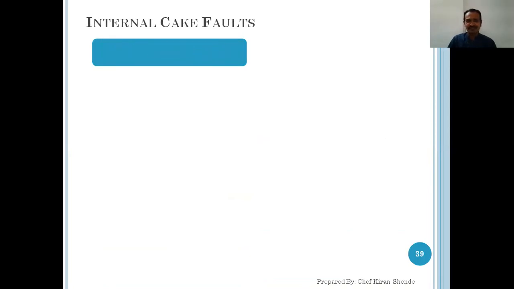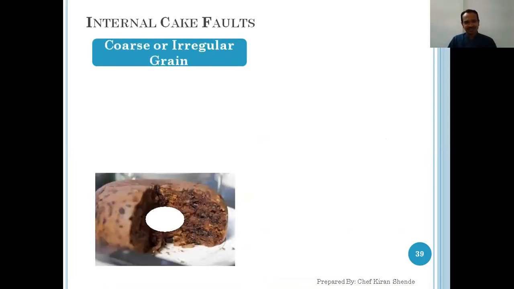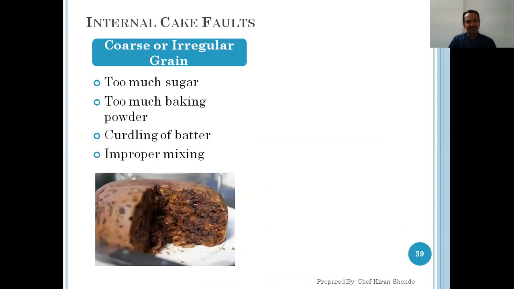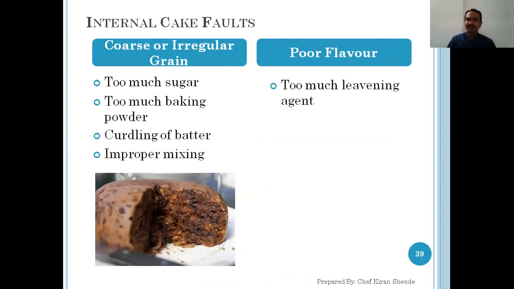The next internal fault is irregular grain. As you can see in the picture, the grain is really irregular. So how does that happen? If too much sugar is used, if too much baking powder is used, or let us say if your batter has curdled, so that flour, fat and eggs have separated, so that's how these irregular grains happen. Improper mixing technique applied to a cake will result in an irregular grain.